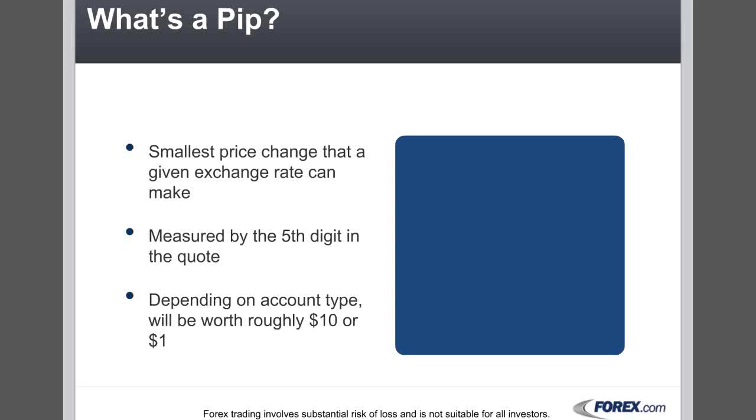So in Forex, the term pip is used to measure the movement of the exchange rate, and it normally refers to a basis point value that's 4 places to the right of the decimal point. So depending on what account size you're trading, each pip will either be worth approximately $1 in a mini account or approximately $10 in a standard account. So I'm going to go ahead and show you a couple examples of that.